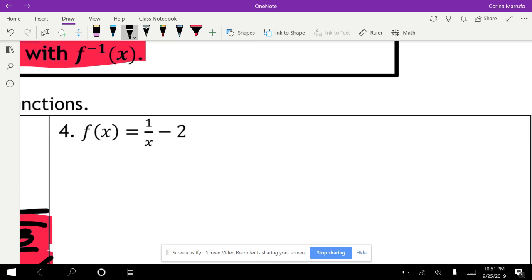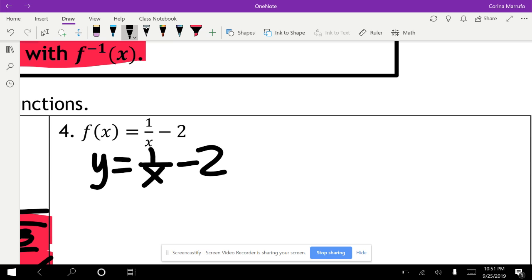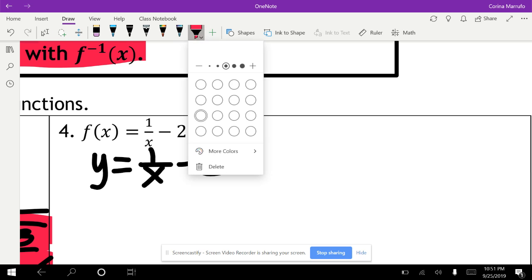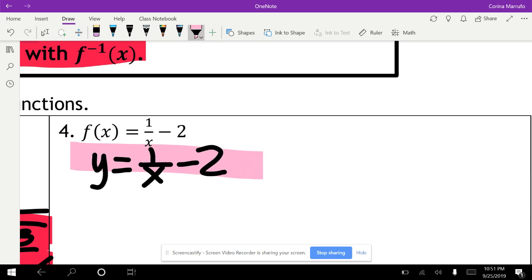Okay, so I'm going to switch f of x with y. So y equals 1 over x minus 2. So that was our first step. Okay, our next step is to switch the x with the y.